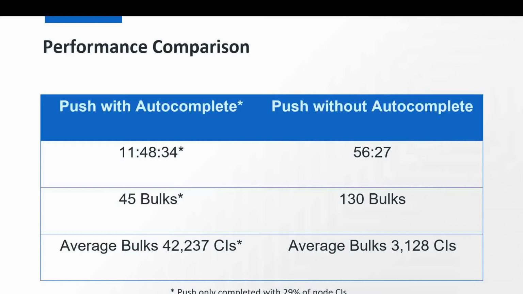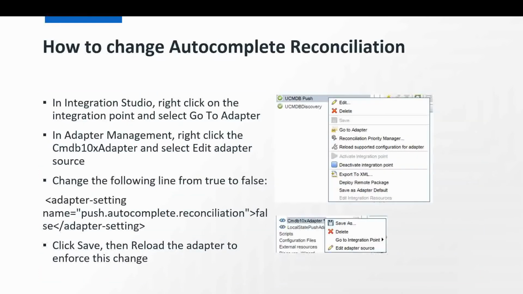So you can see that with autocomplete reconciliation, we have much less control, and the speed of the integration is greatly impacted. So how do I change autocomplete reconciliation so that it's turned off?